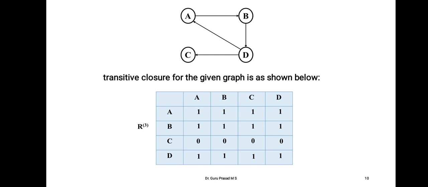A to B is 1, there is a direct edge A to B. A to C is 1 by traversing A to B, B to D, D to C. And A to D is 1, that is A to B, B to D. Like that, wherever we have the value 1, it indicates we can reach that vertex. Wherever the value is 0, see the third row, C to A is 0, we cannot reach from C to A. C to B 0, C to C 0, C to D 0. From the vertex C, it's not possible to reach any other vertex.